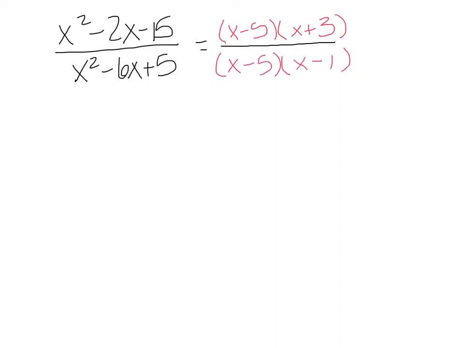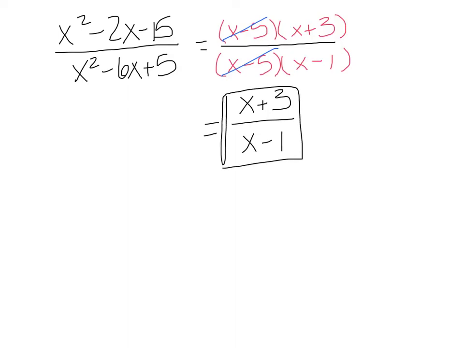Now let's cancel out common factors. x minus 5 and x minus 5, those two factors occur on the top and the bottom, so they can cancel out. Now all I have left is x plus 3 on top in the numerator and x minus 1 on the bottom in the denominator. Can't cancel it any further because remember we can only cancel factors, not terms. So we're done, and we can say that this is our final simplified fraction.